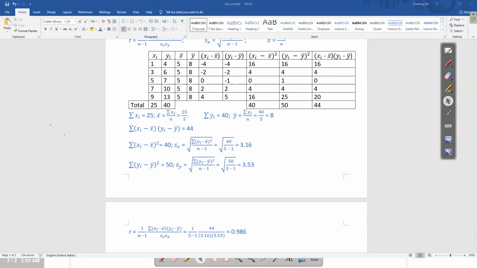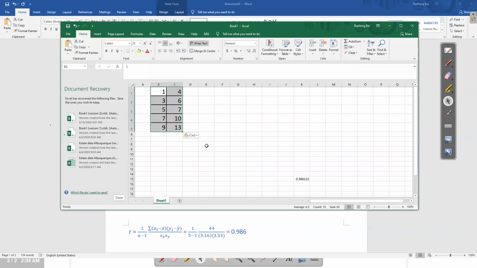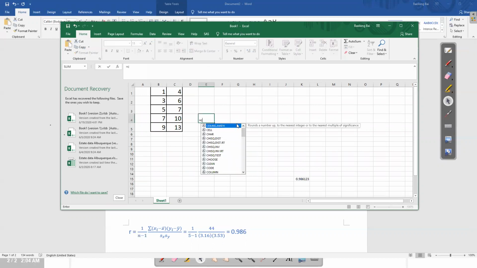And if you're interested, this is not required. You can verify your results using some software for correlation calculation. So for example, you can put the numbers in here in Excel, and Excel can calculate the correlation very quickly.